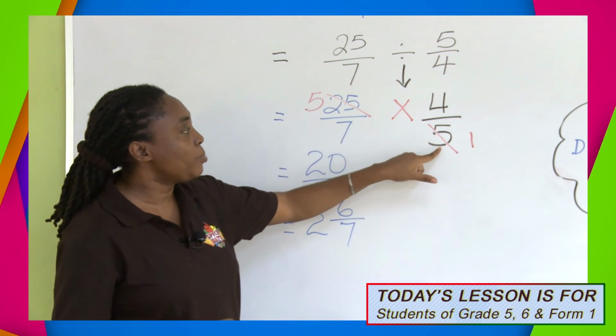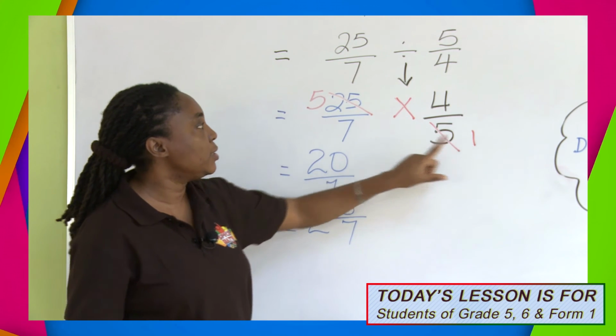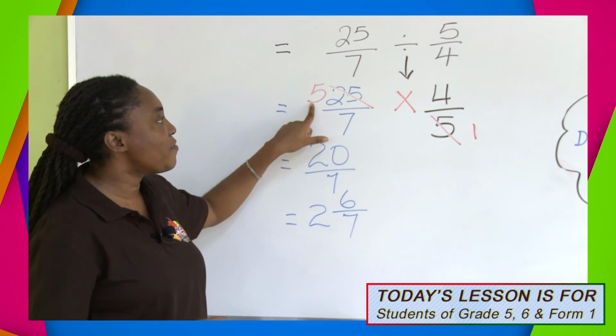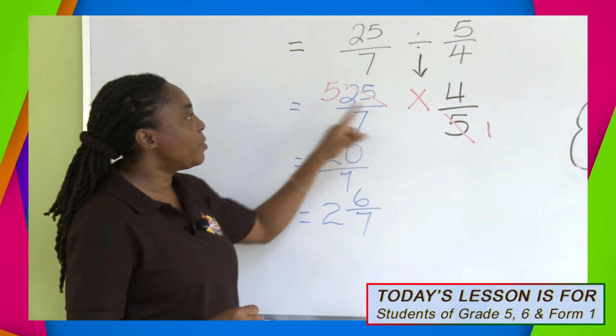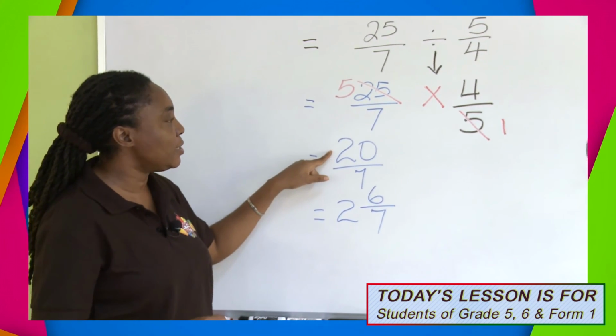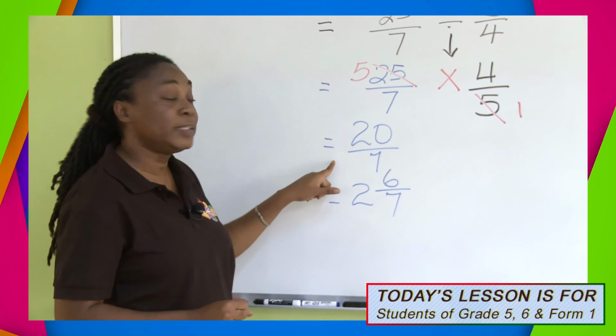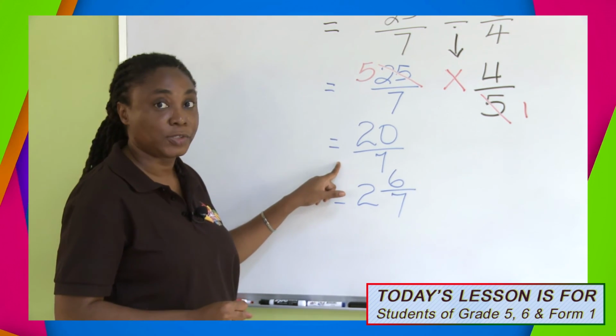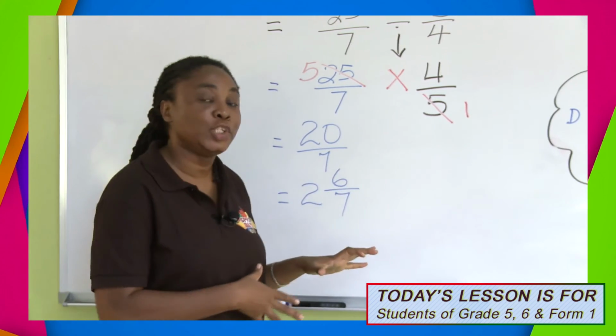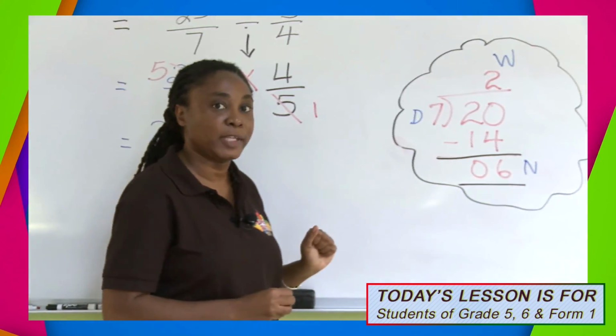We cancel or simplified. 5 into 5, 1. 5 into 25, 5. 5 multiplied by 4 will give 20, and 7 multiplied by 1 gave us 7. This gave us an improper fraction. So we need to change our improper fraction to a mixed number.